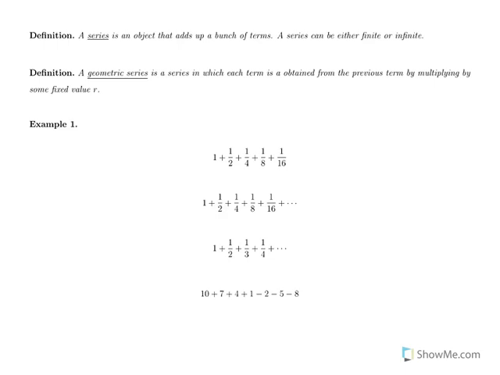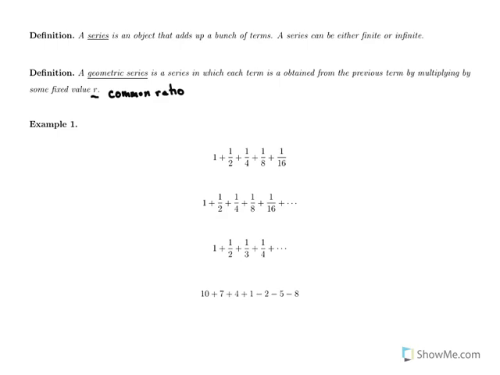Specifically, a geometric series is a series in which each term is obtained from the previous term by multiplying by some fixed value r. And we're going to call this fixed value r the common ratio, as we're going to look at the ratio of one term to another. We'll see that in this first example.